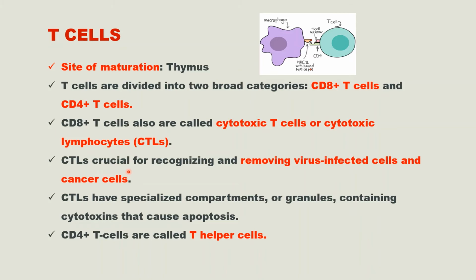CTLs or cytotoxic T lymphocytes are crucial for recognizing and removing virus infected cells and cancer cells. So the major role of cytotoxic T cells or CD8 plus T cells is the removal of virus infected cells and cancer cells. That is very important. Cytotoxic T lymphocytes have specialized compartments or granules containing cytotoxin that cause apoptosis.